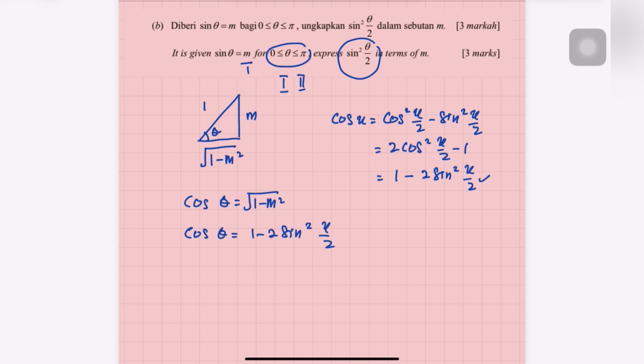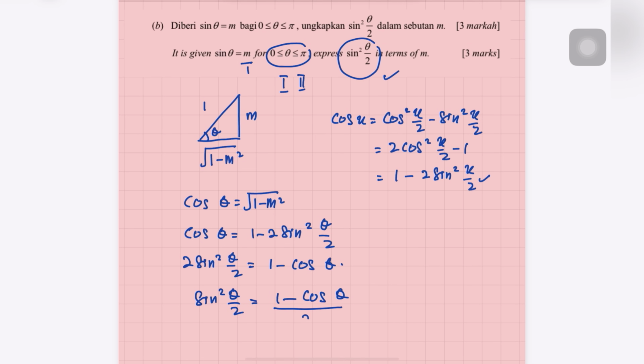Lepas tu kita jadikan sin squared theta over 2 ni subjek. Yang ni kita tukar, bukan x, theta. So kita jadikan 2 sin squared theta over 2 equals to 1 minus cos theta. So then sin squared theta over 2 equals to 1 minus cos theta over 2.